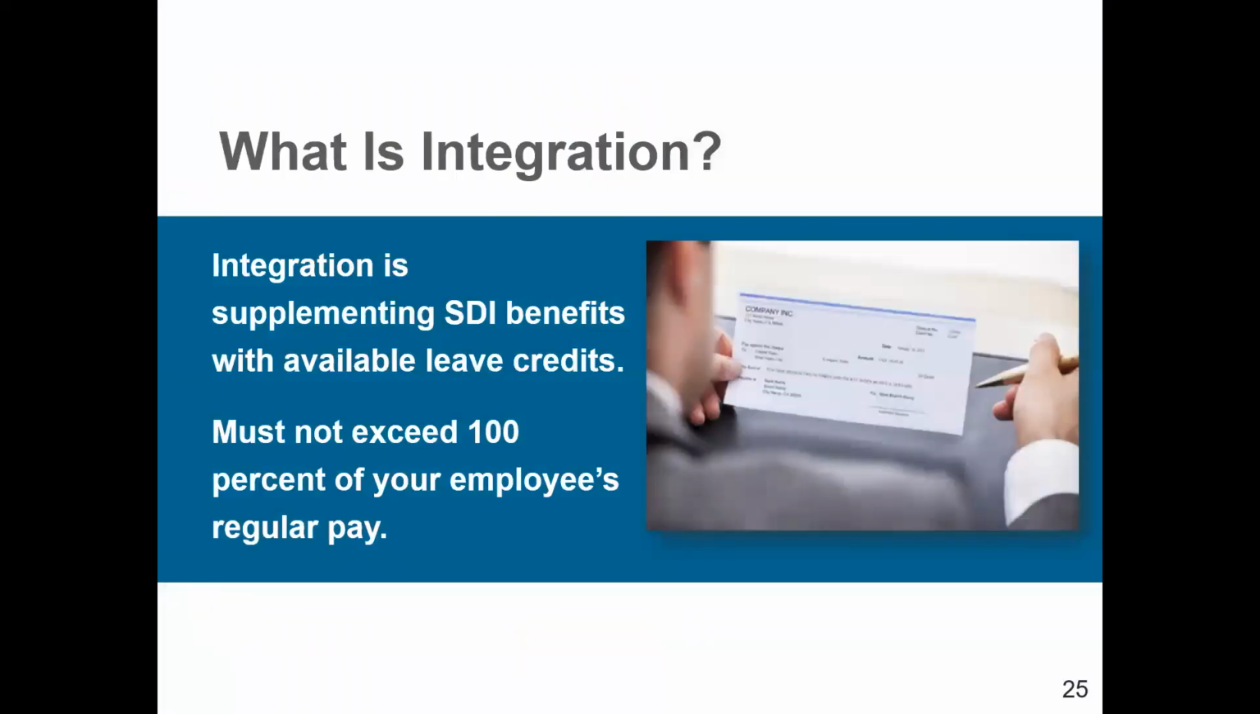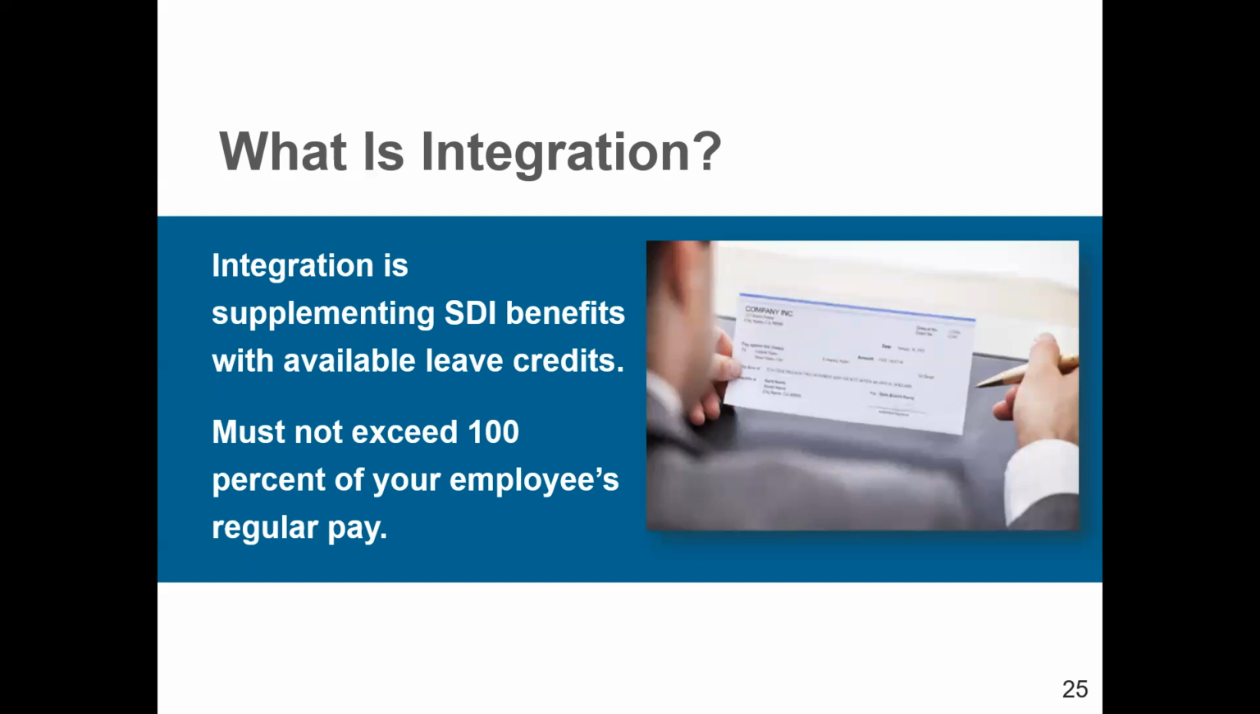So what's integration? Employees may use available leave credits for integration, also known as coordination, with SDI benefits, and they can be used to provide income during the 7-day waiting period for DI claims. Like we said earlier, the DI period does have a 7-day waiting period. So if your employee does have any available leave credits, that can be used for that 7-day waiting period. If you offer your employee a short-term or long-term disability plan, those benefits may also be used to integrate or coordinate with their SDI benefits.